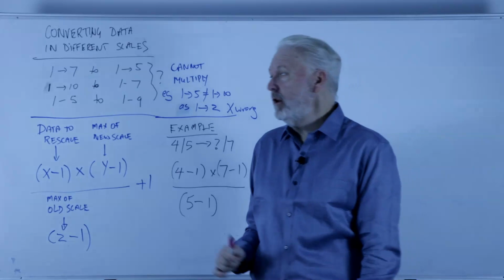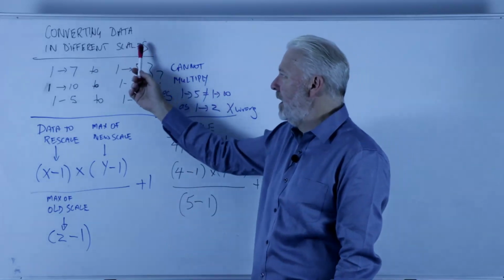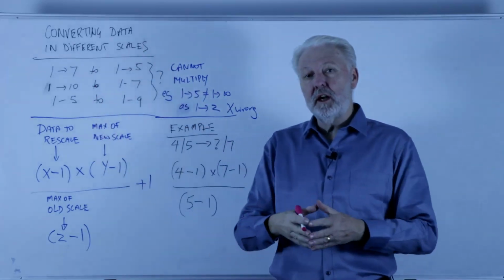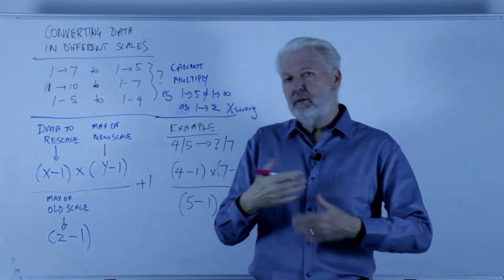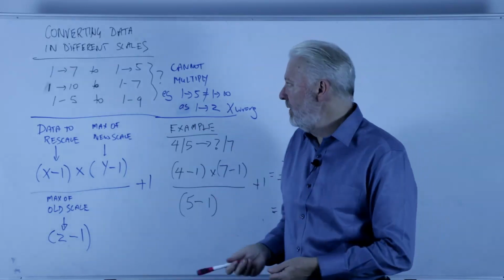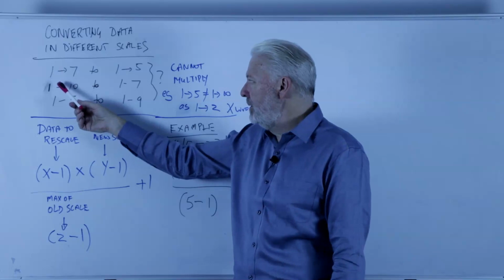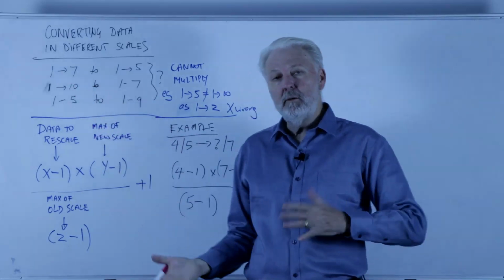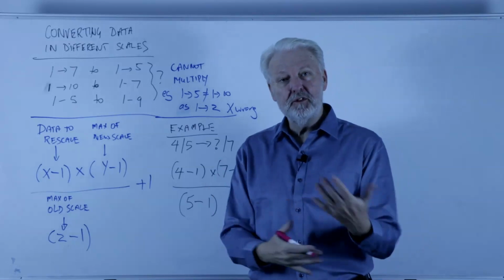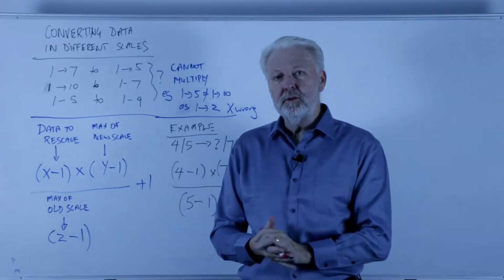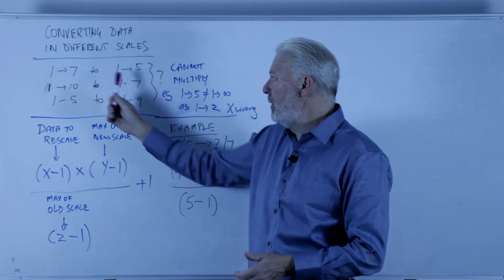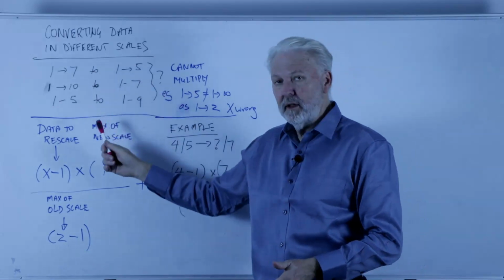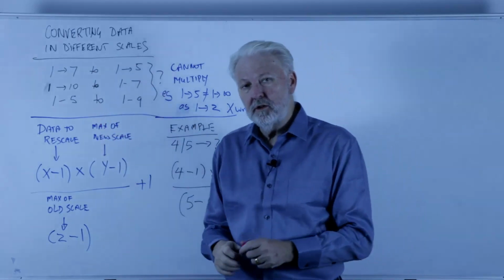In this video I'm going to show you how we convert data if we have market research data in different scales. From time to time we do research surveys and we might capture data in 1 to 7 or 1 to 10 or 1 to 5, and we want to compare perhaps studies or show results on the same graph, but because the data is scaled differently, we're not really sure what to do.